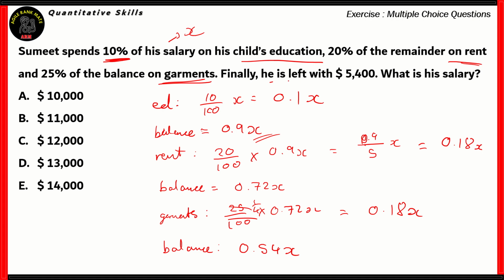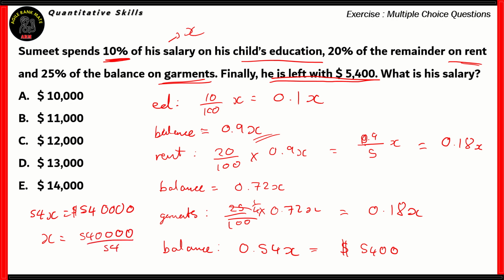Now in the question, it's given that he's left with $5,400, which is the same thing as 0.54x. So that means if we were to multiply both sides by 100, we will get 54x equals 540,000, which is basically $540,000. So the value of x is 540,000 over 54. So the 54s get cancelled from both sides.